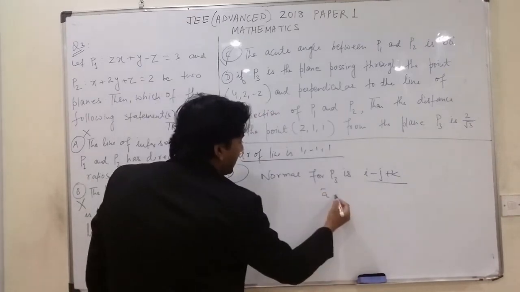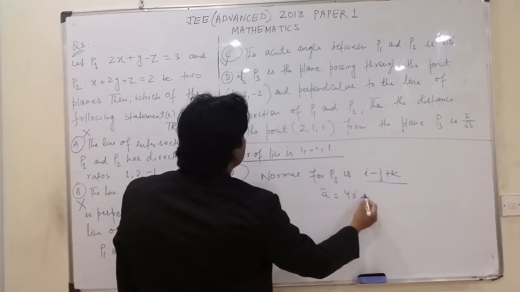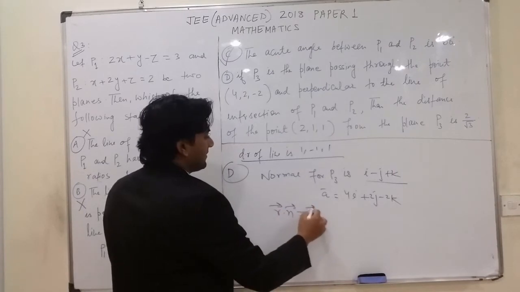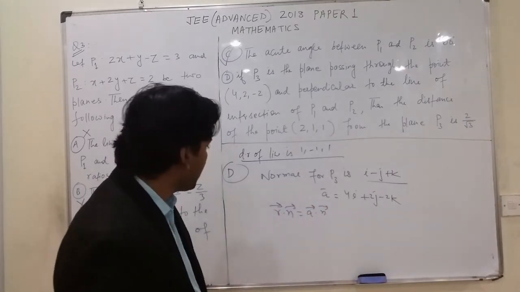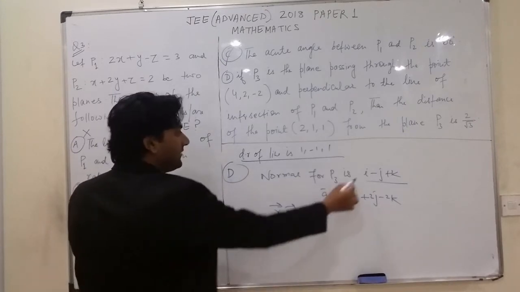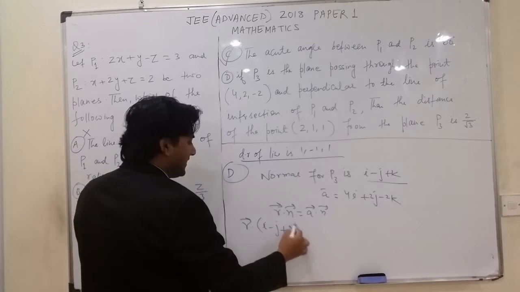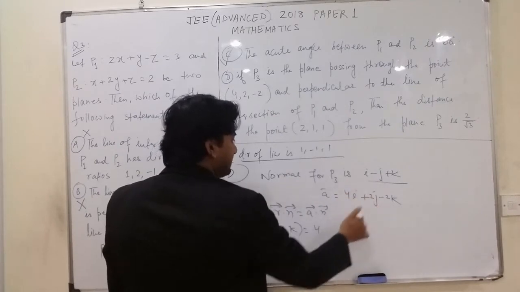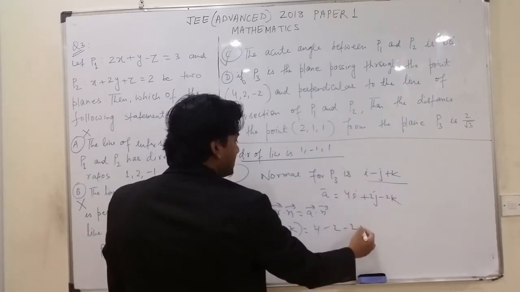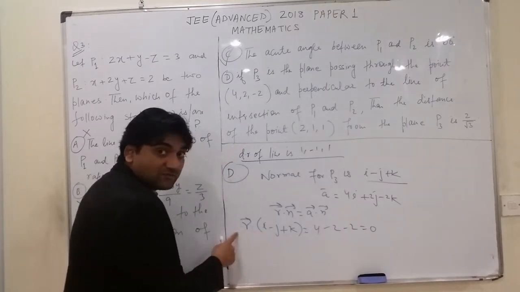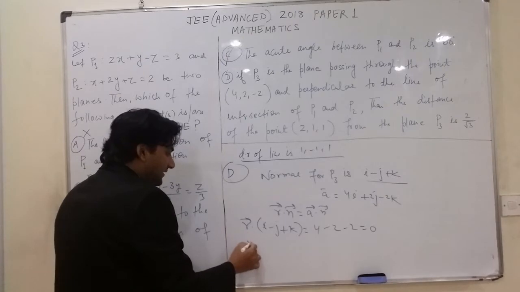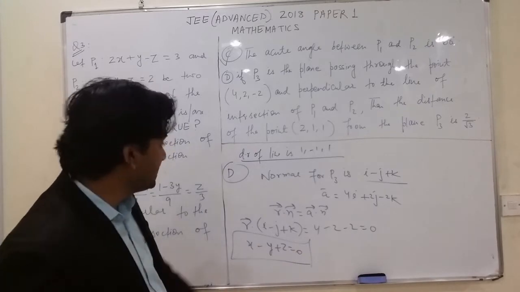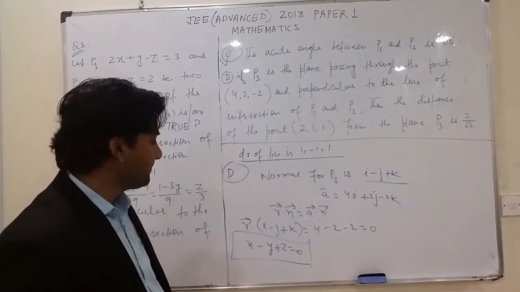A is, for example, 4i plus 2j minus 2k. And we have the equation r dot n equals a dot n for finding the equation of a plane. So right now r dot n, we have n as i minus j plus k, equals a dot n. 1 times 4 is 4, minus 1 times 2 is minus 2, 1 times minus 2 is minus 2. So this is 0. From here r is xi plus yj plus zk. So that is x minus y plus z equals 0. So we got x minus y plus z equals 0. This is the equation of plane P3.